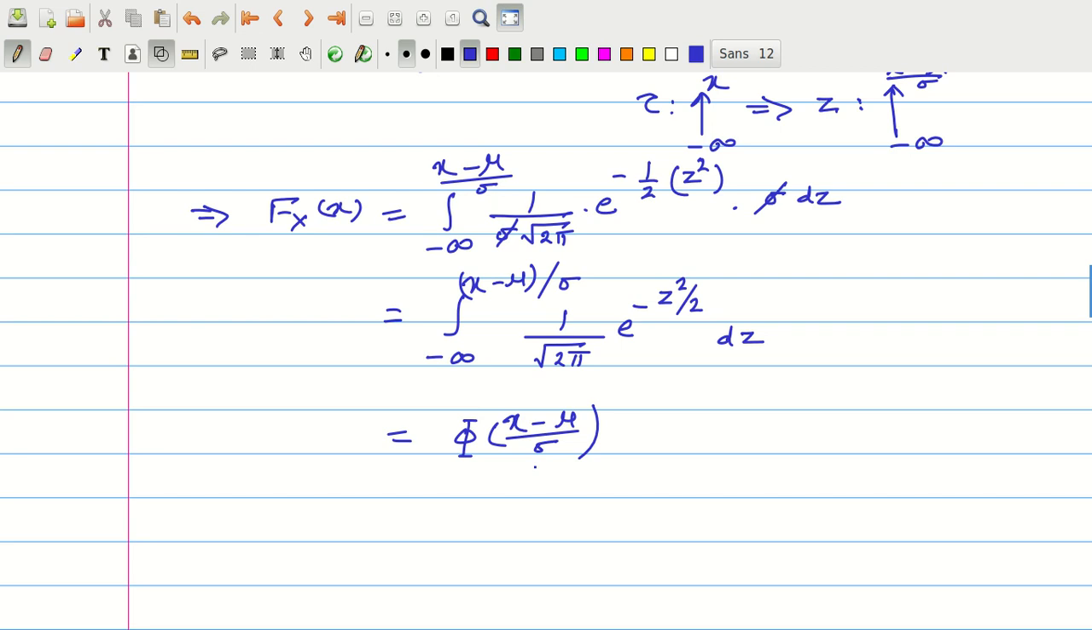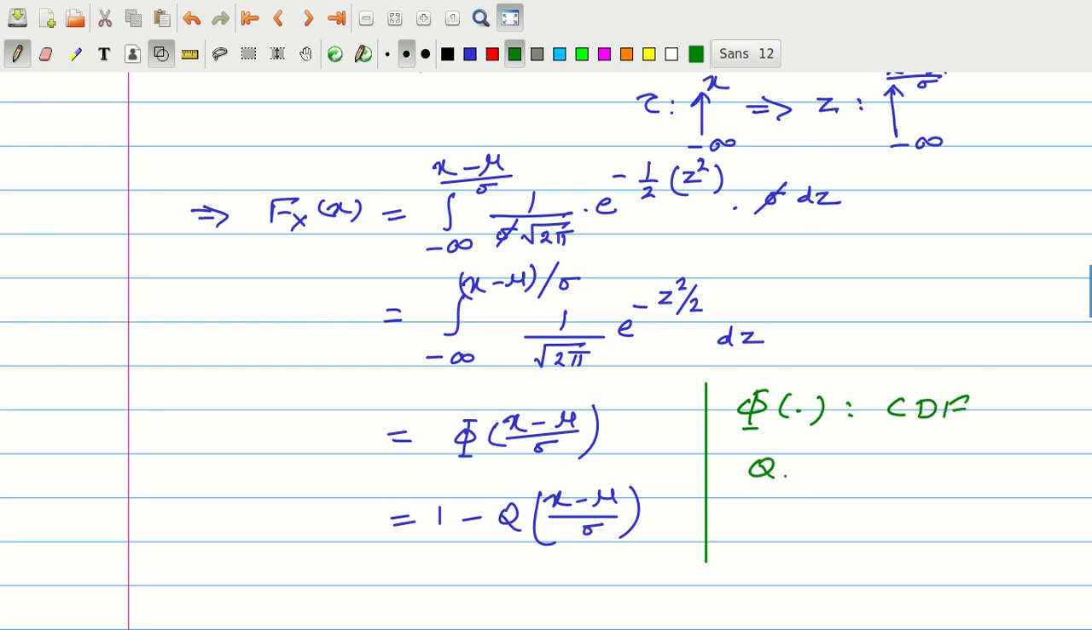The same can also be expressed in the form of a Q function, because we know that Q(x) is 1 minus phi(x), so phi(x) equals 1 minus Q(x). So this can be written as 1 minus Q of x minus mu by sigma. The phi function denotes the CDF, the Q function then denotes the complementary CDF or CCDF. Just make a note of that on one side. The phi function gives the CDF, whereas the Q function gives the CCDF, the complementary CDF. This first C stands for complementary.